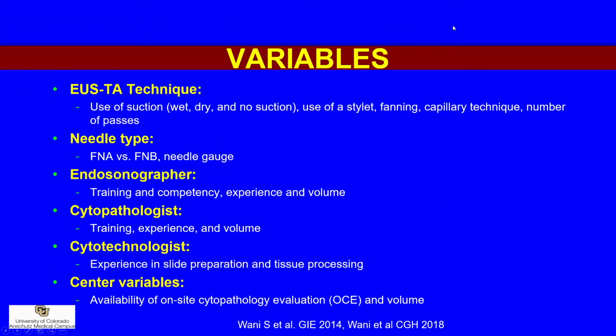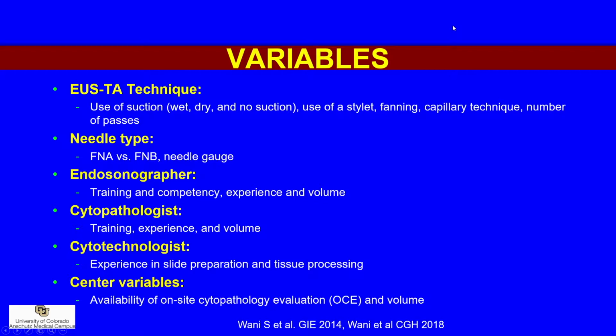Now, the last time I actually looked at this topic, there were at least 16 different variables that may or may not impact our ability to make an accurate diagnosis during EUS-guided tissue acquisition. The factors range from your technique during EUS, whether you use suction or not, whether you use a stylet, whether you use the fanning technique, the number of passes that you obtain during the procedure. The needle type is also an important variable that has been extensively investigated, whether you use a FNA or a FNB needle, what the needle gauge is.